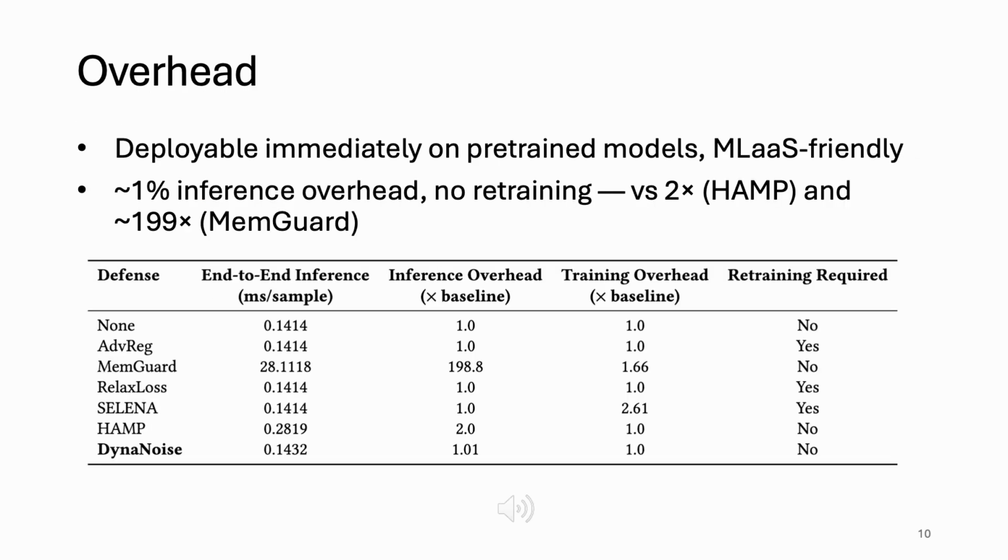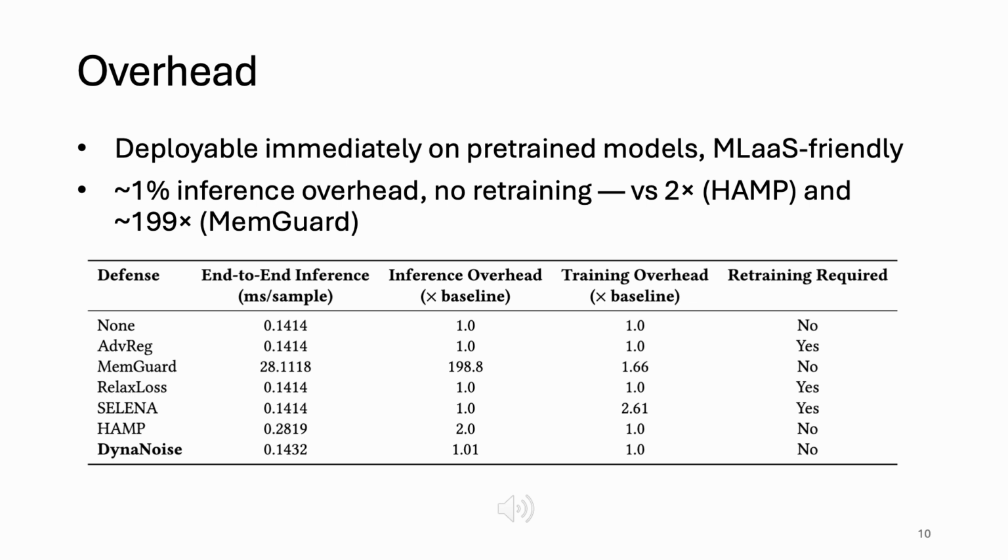Now let's talk about the overhead. So efficiency is where DynaNoise really separates itself. Per-sample inference latency is 0.143 milliseconds versus 0.141 for the undefended model, about 1% overhead. HAMP doubles inference time because of its extra forward pass, and MemGuard, which solves an optimization problem for every single query, is nearly 200 times slower.